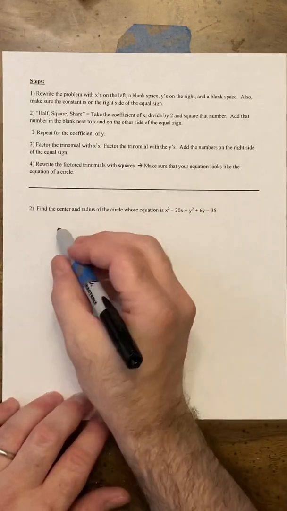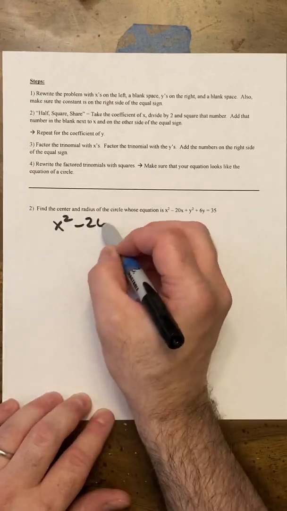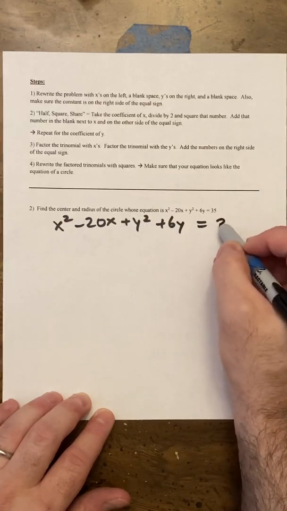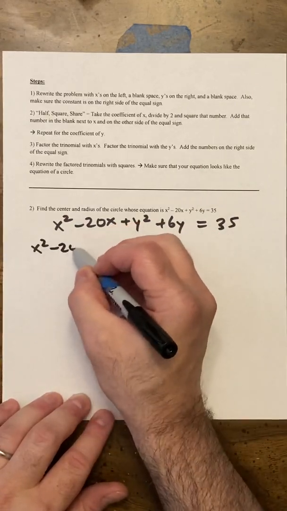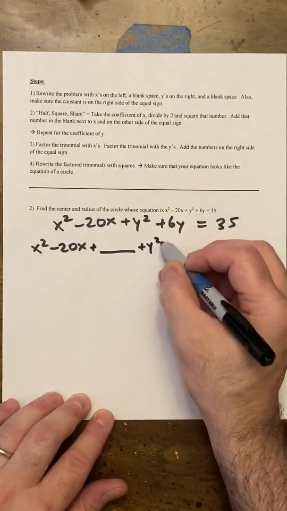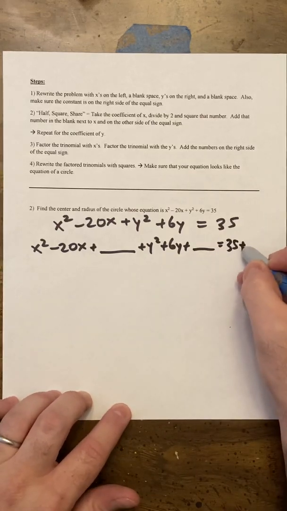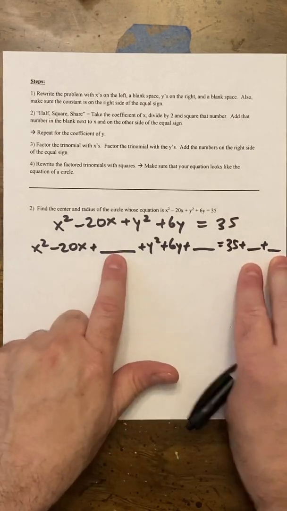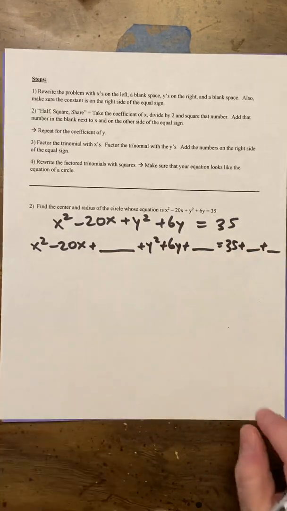I'm going to rewrite this a little bit larger so you can see it better. So x squared minus 20x plus y squared plus 6y equals 35. And as I said before, I like to write it so that I leave some room after this x. So you can put a plus and a blank, plus y squared plus 6y plus a blank equals 35. And then you need two places to share. The number you put here is going to be shared here. The number you put here is going to be shared here. Kind of didn't leave myself a lot of room there.